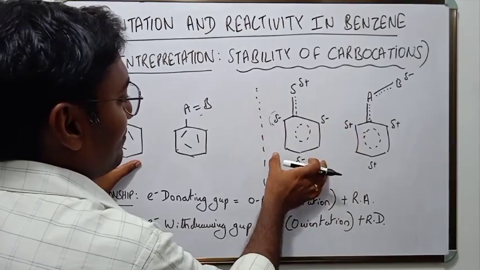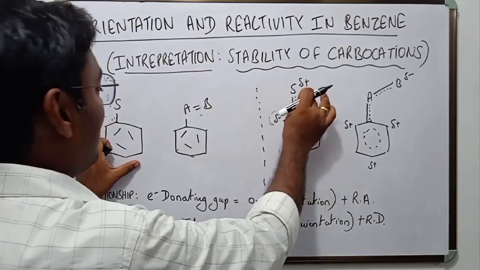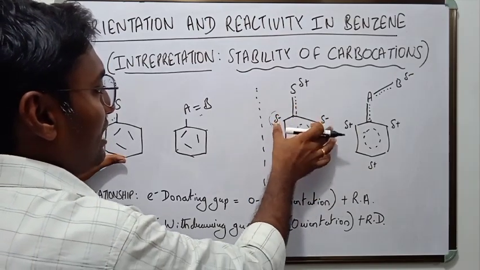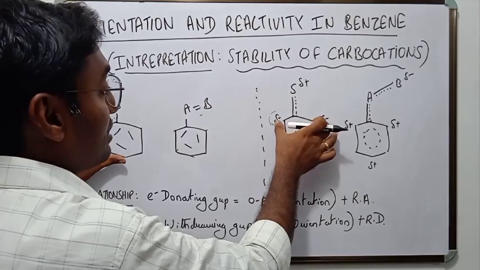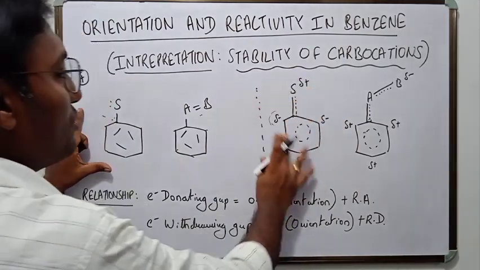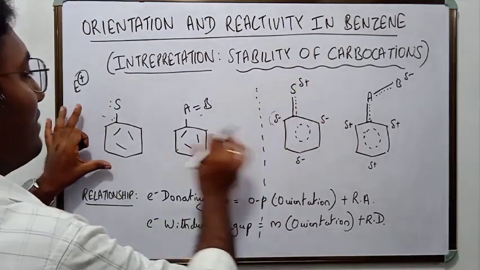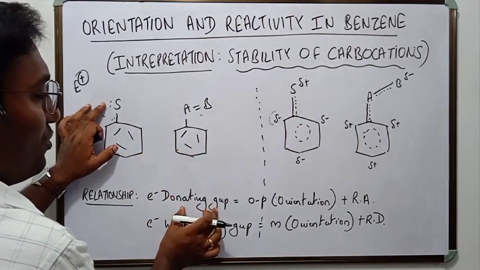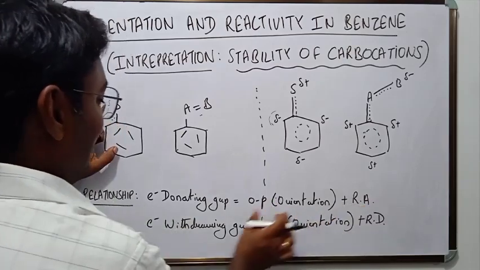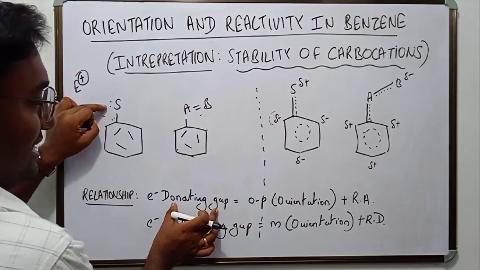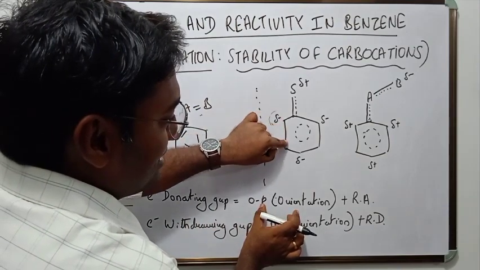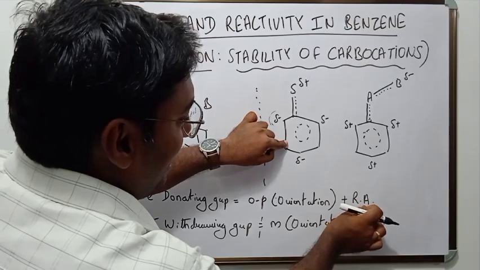So based on that, we have determined that if an electron donating group is present, electron density would increase due to donation of electron, and not only that, the electron density would be highest at the ortho and the para position. So purely on the basis of distribution of charges, we have established a relationship between electron donating group and ortho-para orientation and ring activation. That is, if an electron donating group is present like this, then ortho-para orientation would occur and totally the electron density of the ring would increase, leading to ring activation.